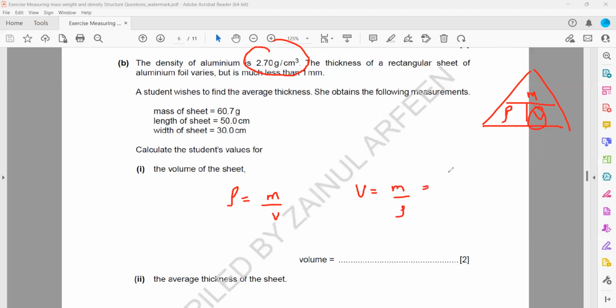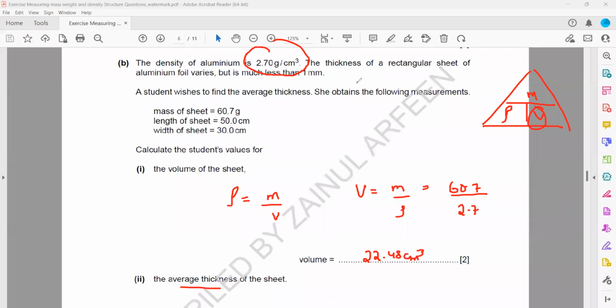What is the mass of the sheet? That is 60.7. And what about the density? 2.7. So 60.7 divided by 2.7 is 22.48 centimeter cube. So the volume is 22.48 centimeter cube.